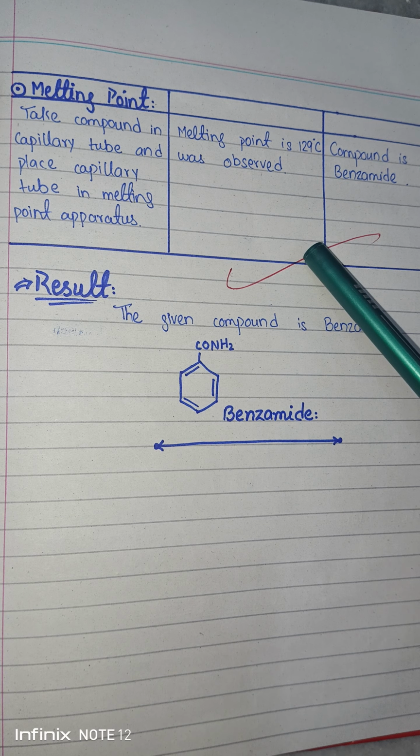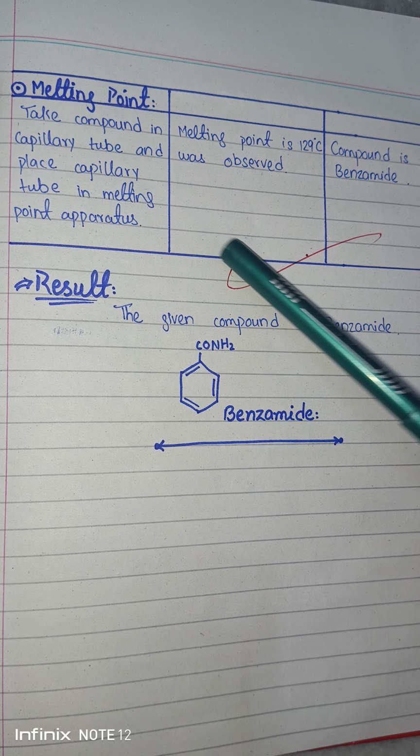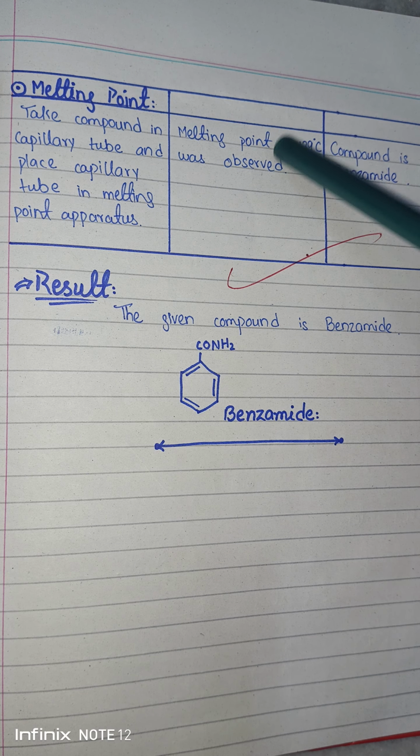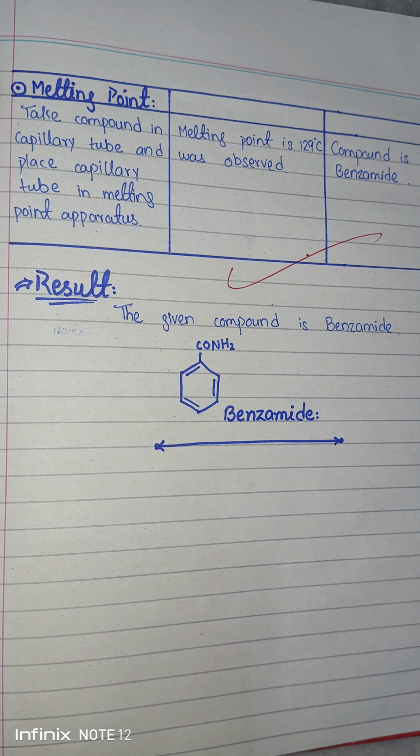So in the last, you are going to perform the melting point apparatus. You will take the compound in the capillary tube, and then you will put it into the melting point apparatus, and you will note the melting point of that compound, and you say its melting point is 129. In the case of benzoic acid, it is 121. So therefore you confirm that it is a benzamide.